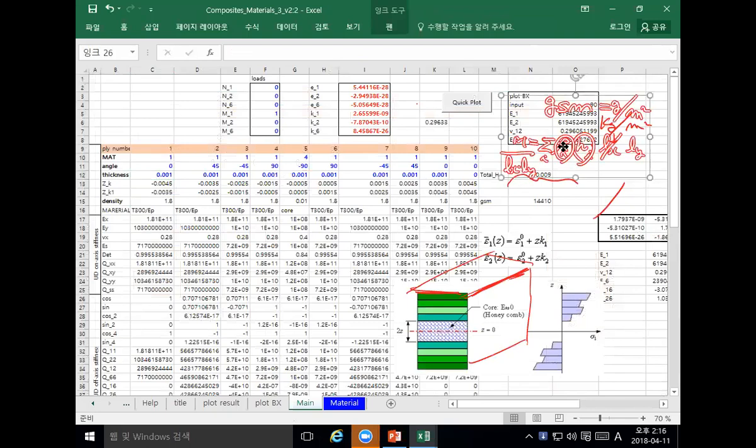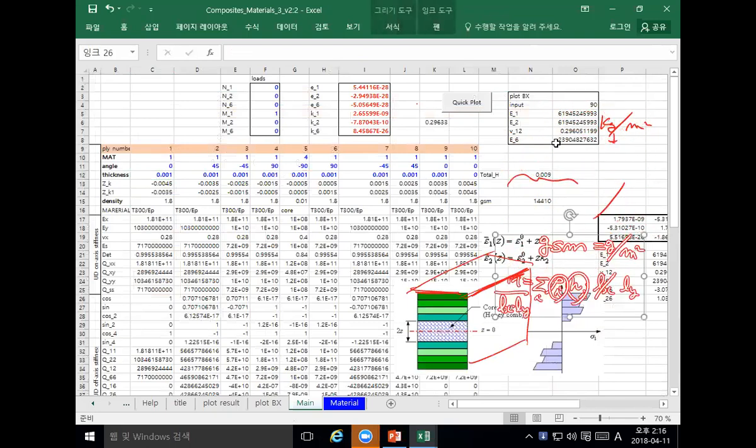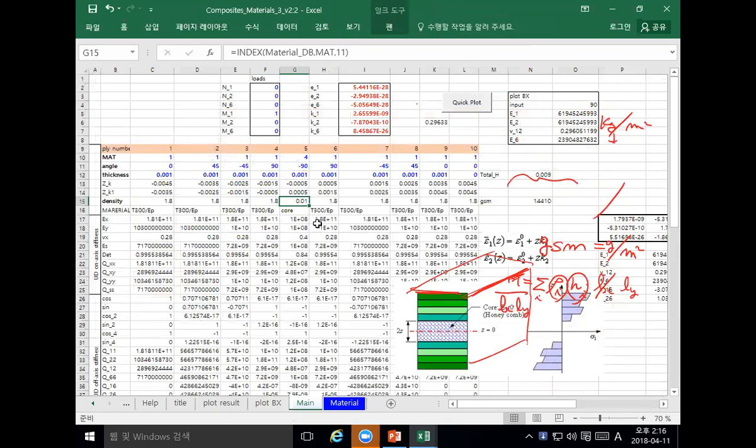Well, it should be okay. So what we like to do is change the thickness of a core, say this one. This is the thickness of a core, and we change it using these input parameters. Then we like to calculate how much mass we increase and how much bending stiffness we get.